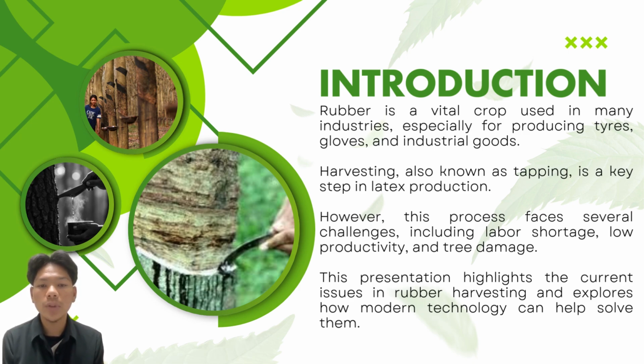However, this process depends heavily on manual labor and the skill of the tapper. When done incorrectly, it can damage the trees, reduce latex yield, and ultimately cause major economic loss for farmers and plantation owners. This presentation will focus on the current issues and challenges faced during rubber harvesting and, more importantly, how modern technology can help solve these problems, making the industry more efficient, sustainable, and profitable.